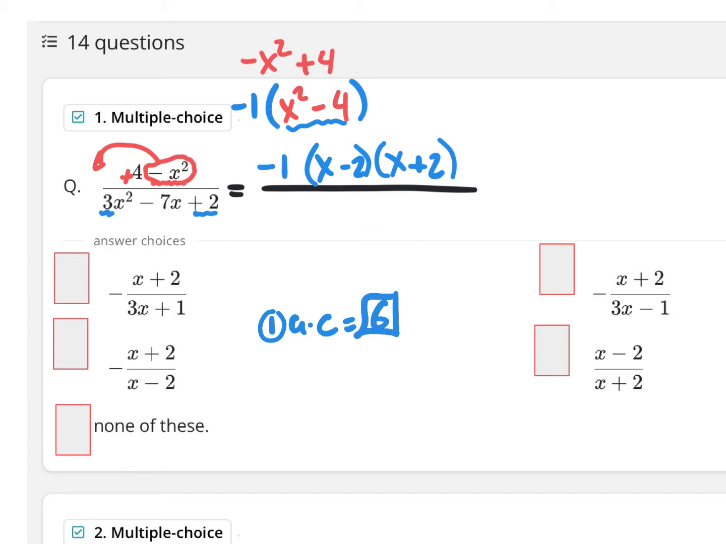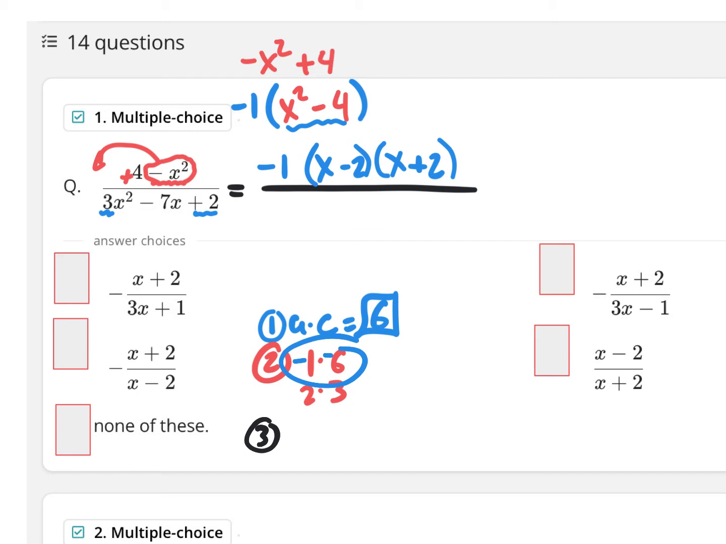That's step 1. Step 2 is to think of the multiples of 6. It's pretty easy. 1 times 6 or 2 times 3. And you want to think which pair of numbers combines together to give you the middle value, which is negative 7. Well, if I add 2 and 3, that gives me a 5. That's not a 7. If I add 1 and 6, that'll give me a 7. That's a 7, but it's a negative 7. So I have the right numbers, just the wrong signs. So these are the correct pair of numbers, but I need to change both signs to a negative 1 and a negative 6.